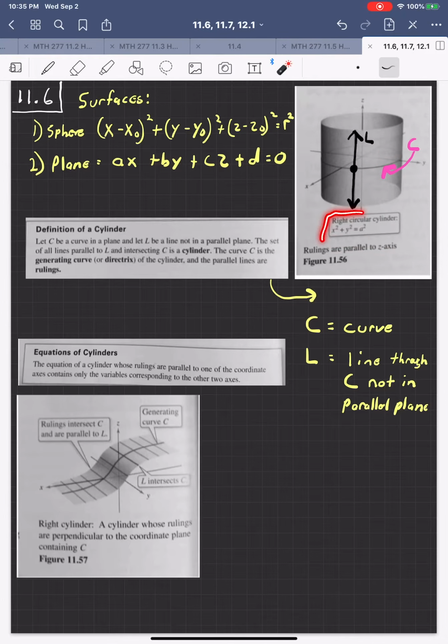So if you see an equation with just two variables, and I'm speaking a little bit too informally, to be honest, but the fact that there's only two of the three variables, x and y, not z, is a good indicator that you're dealing with cylindrical surfaces. If you see x squared, y squared, and z squared all in an equation, you can be sure that it's not a cylinder.